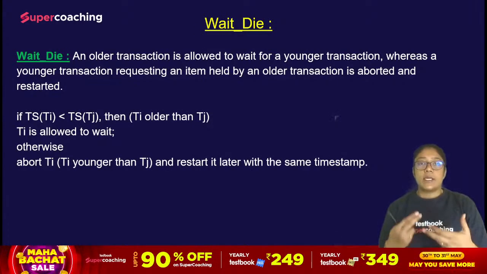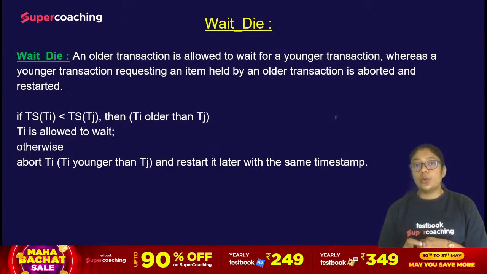Now let's quickly talk about two more rules. One is wait-die and the other one is wound-wait. On the basis of this, definitely we'll be solving the previous year questions. So wait-die is, there is a concept of two transactions, one of which will be the older transaction and the other one will be the younger transaction.